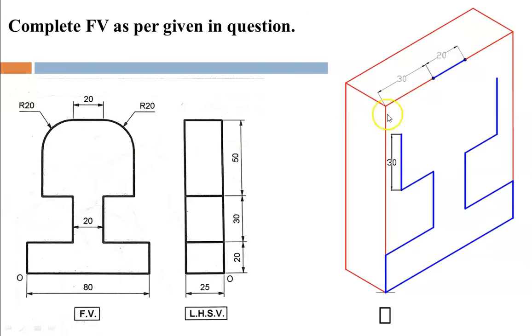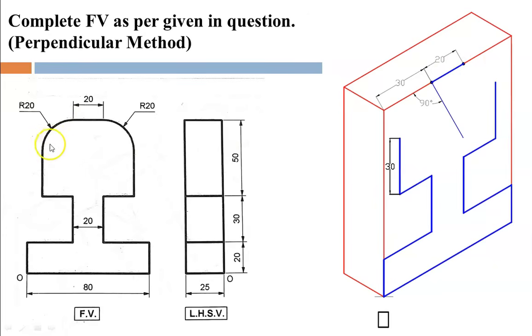It means from here it is at 30, then 20 and again remaining 30. So I'll draw a line 20 mm at the center. Now from this point to this point you can see a circular arc, and it gives you a quarter circle.